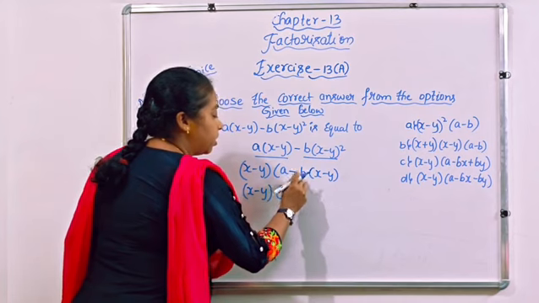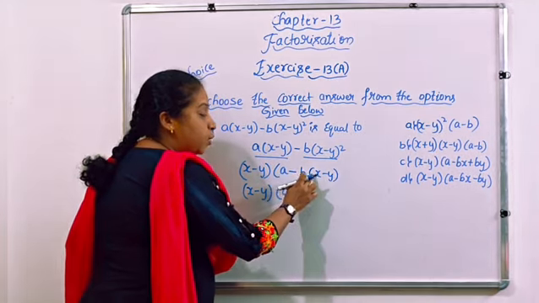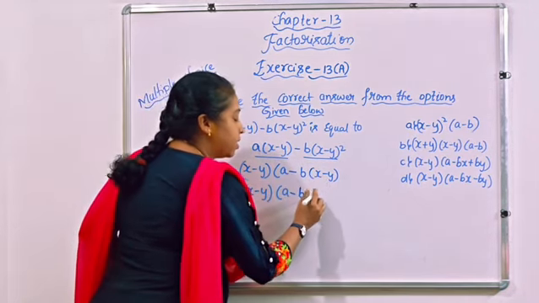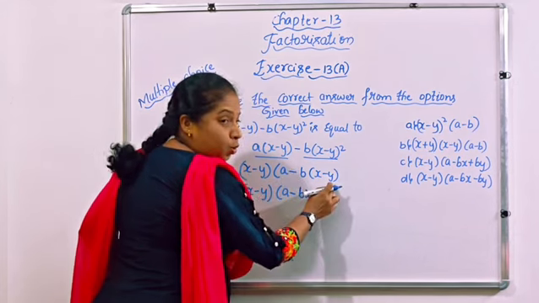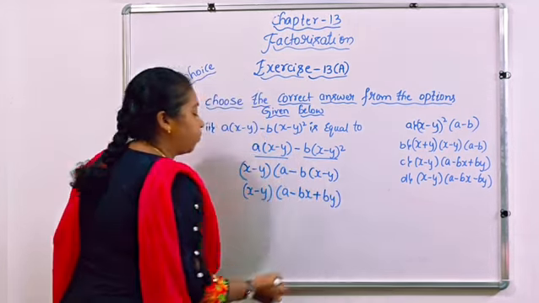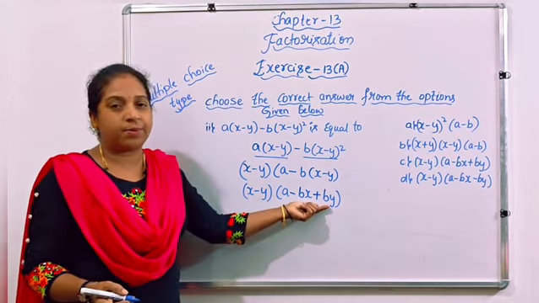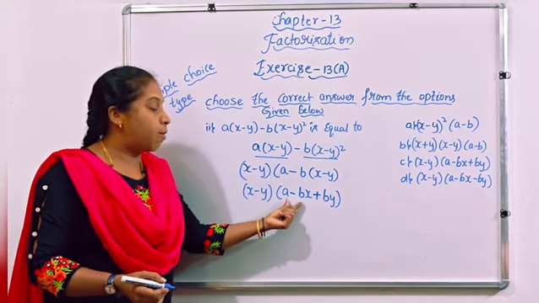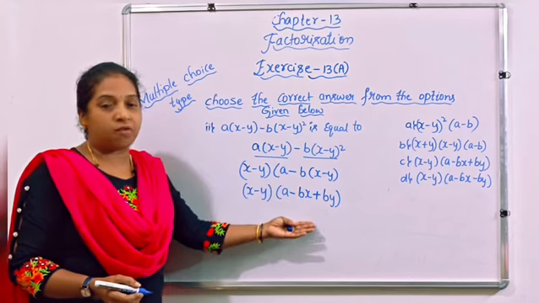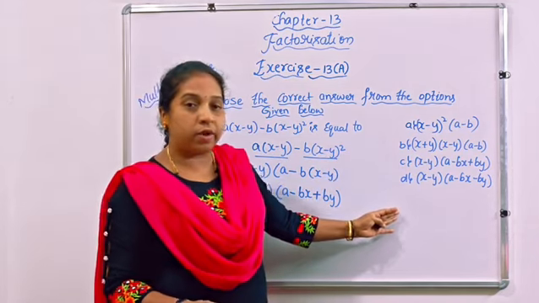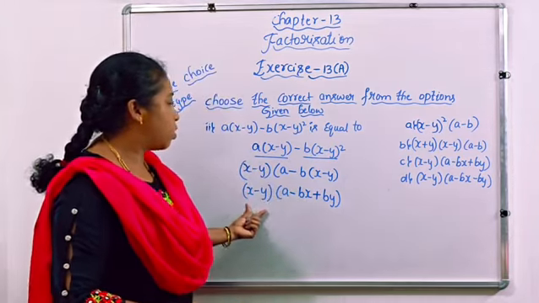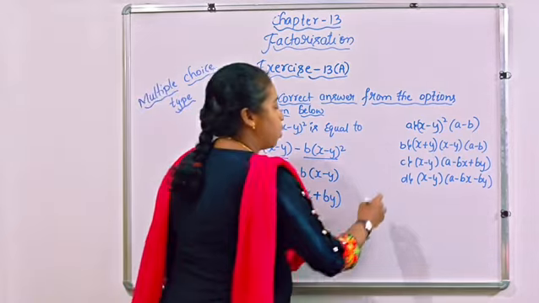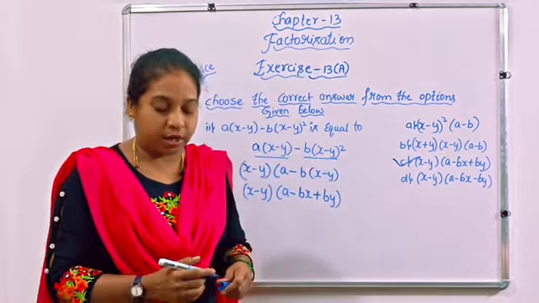So x minus y into a minus b into x minus y, which is a minus bx plus by. Can we simplify this further? No. So the final answer is x minus y into a minus bx plus by. Shall we check which is the correct option? x minus y, a minus bx plus by, so C is the correct option.